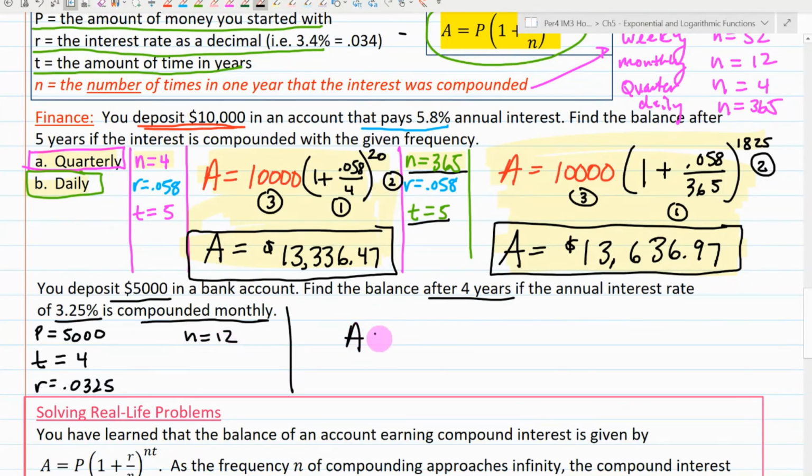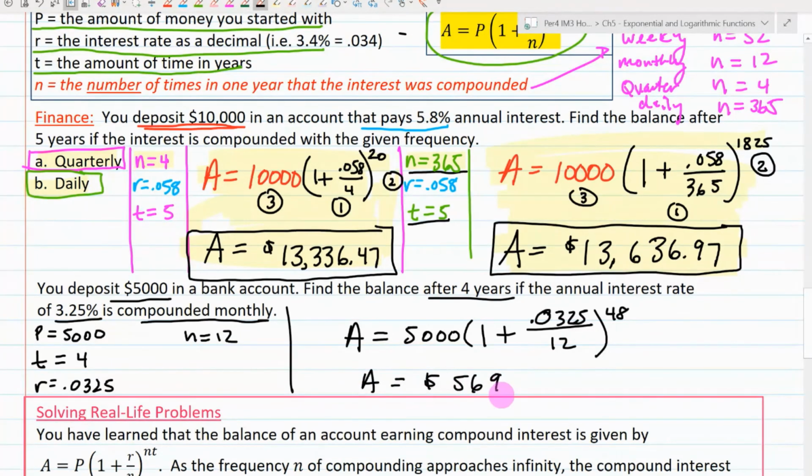All right, so you need to write the original formula, 5,000 times 1 plus 0.325 over n. And then this is n times t, so n times t is 48. And then if you plug all that in, you'll have $5,693.14. If you somehow have less money after you earn interest, then something's wrong. And if you have a whole bunch of money, like 56,000, then something's wrong here. Okay?